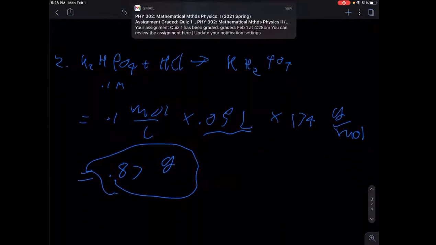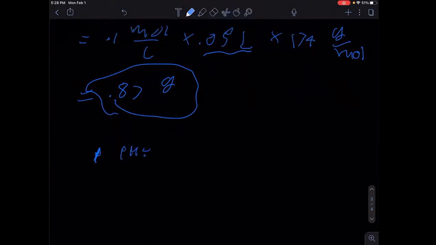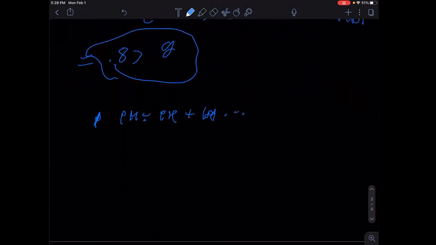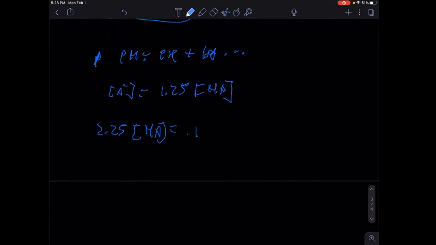The second thing we want to do is figure out the ratios, right? So we have the same thing again, where pH equals pKa plus log. We already did a lot of it, so we know that A minus equals 1.25 HA, right? From last time, so 2.25 HA equals the total concentration. Well, I guess nothing actually changed, huh? So the numbers would be exactly the same.